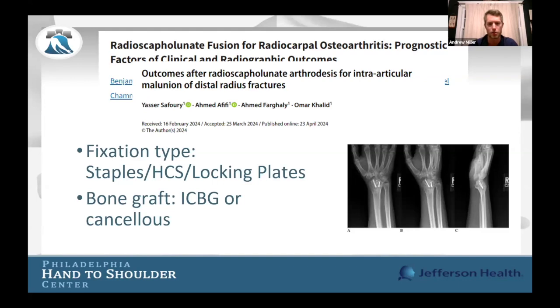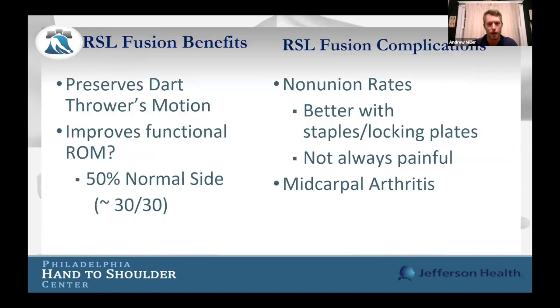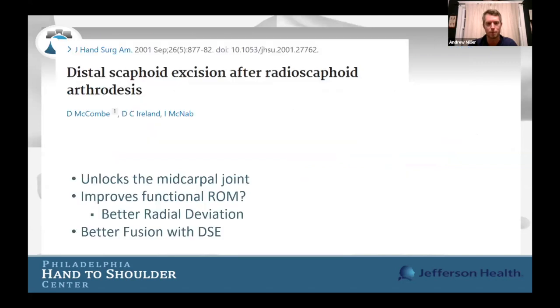There are some good studies recently that show favorable outcomes for these, again with improving union rates. A benefit of the RSL fusion is that it does preserve the dart thrower motion. The functional range of motion is questionable. I think most studies would show about 50% of the normal side. You certainly have better non-union rates, again, with better fixation today. And even if you don't have a total fusion and you have some fibrous non-union, it's not always painful, but you can develop mid-carpal arthritis secondarily from this over time.